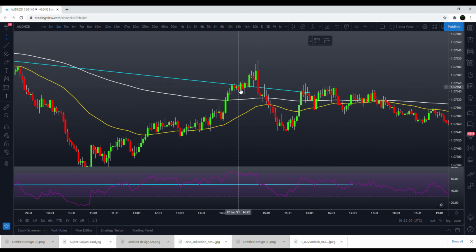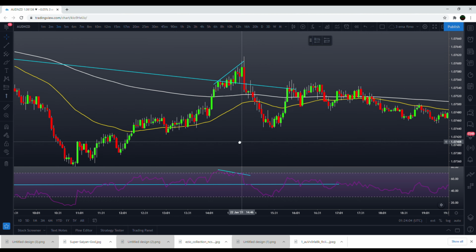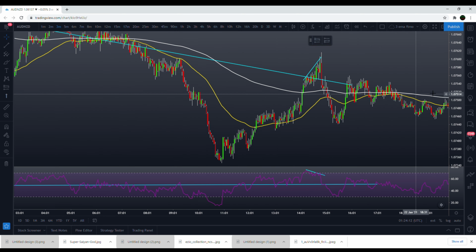Here we go. So on the 3, that's where we see that overbought bearish divergence. So you can combine that with the signal of the higher time frame and the other things that you have noted while going through the time frames. All right.